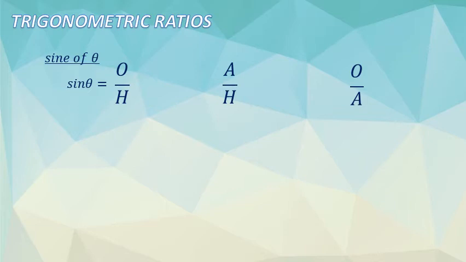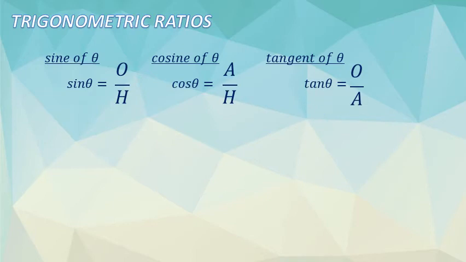The next ratio that we can define is going to be called the cosine of theta. That can be simplified to cos of theta, COS. And then the last one, tangent of theta, is the ratio O over A, which can be reduced to just tan theta. These three ratios are to be memorized, and they will work in all right-angled triangles always.